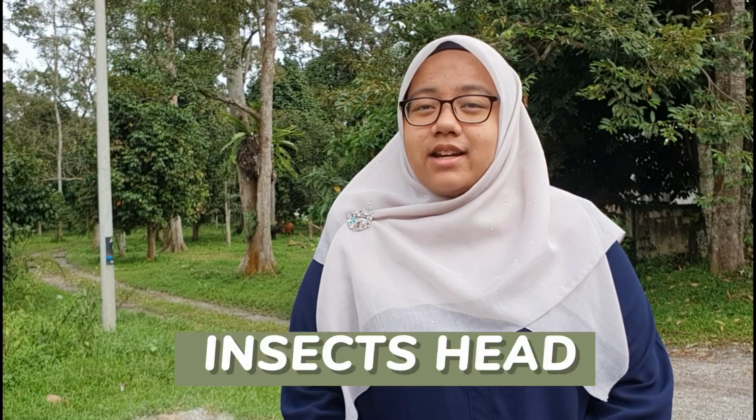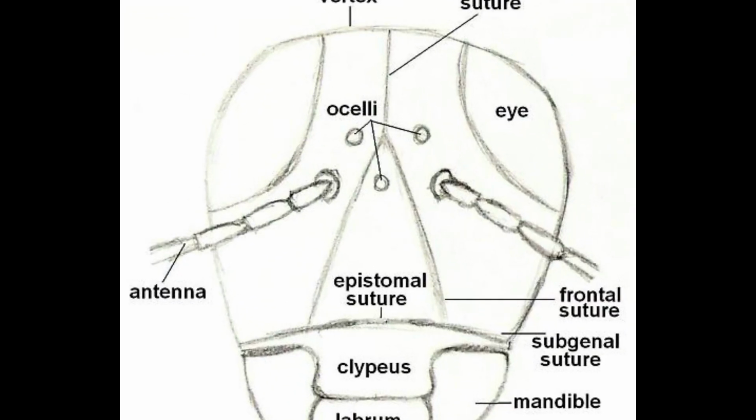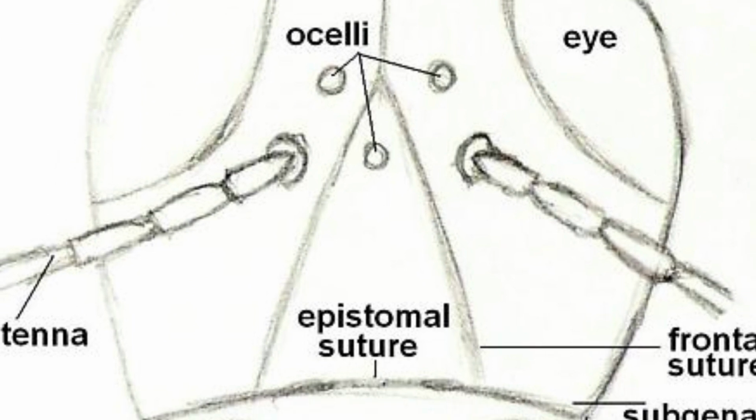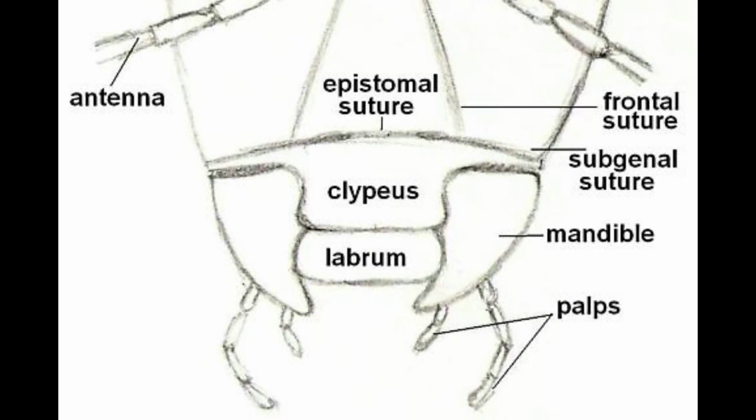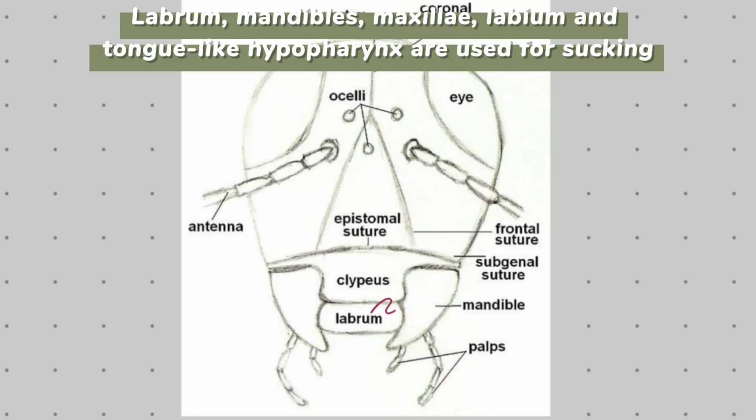Let's take a look at an insect's head. There are large compound eyes, a pair of antennae, and modified mouth parts for licking, piercing, and sucking. The labrum, a pair of mandibles, a pair of maxillae, labium, and tongue-like hypopharynx are used for sucking.